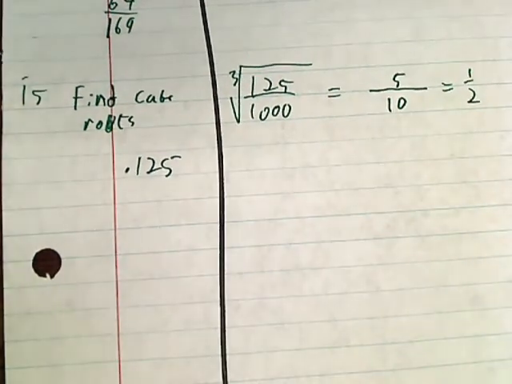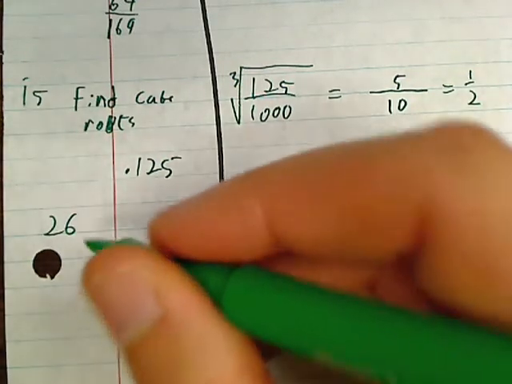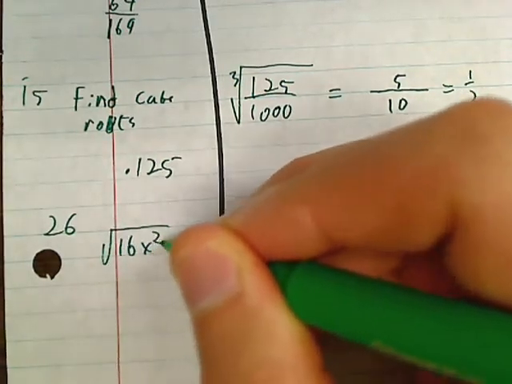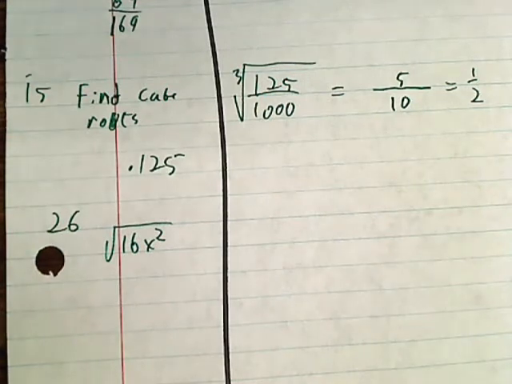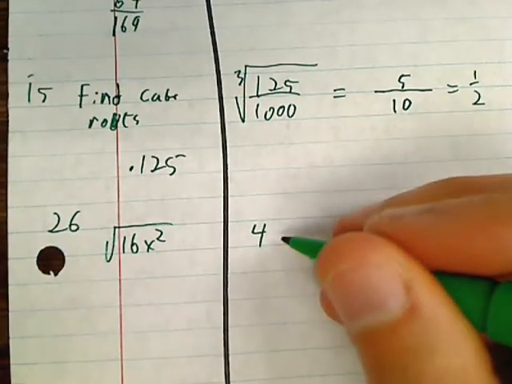Let's try one more, number 26. Number 26, square root of 16x squared. And go ahead and try that. All right, we are back. The square root of 16 is 4, and 2 divided by 2 is 1.